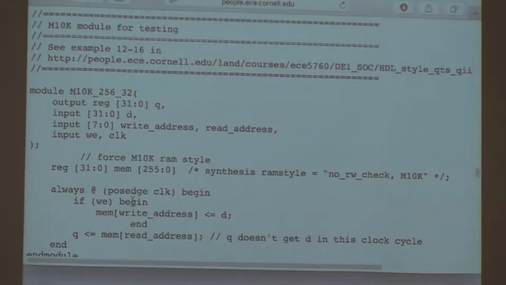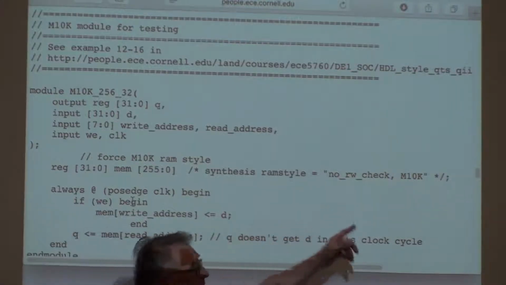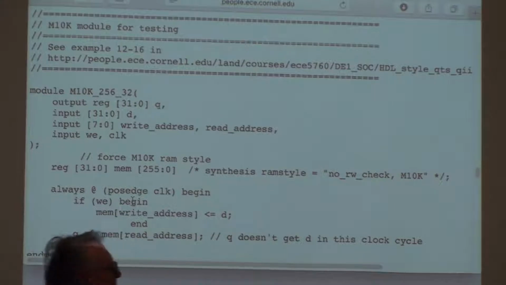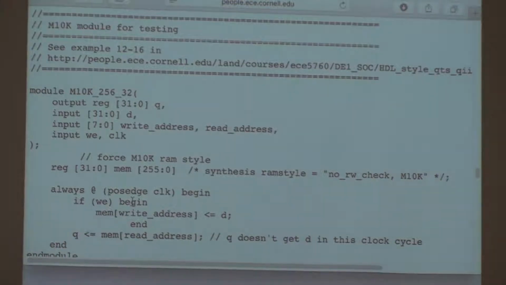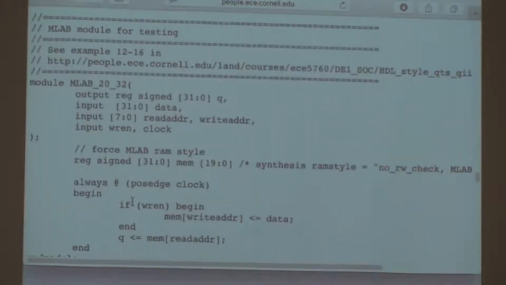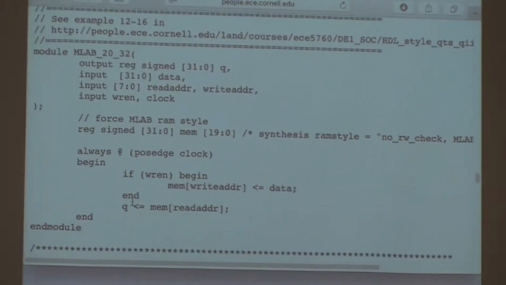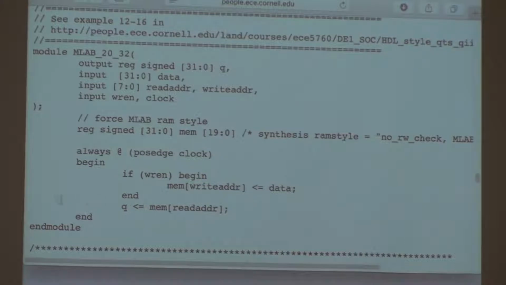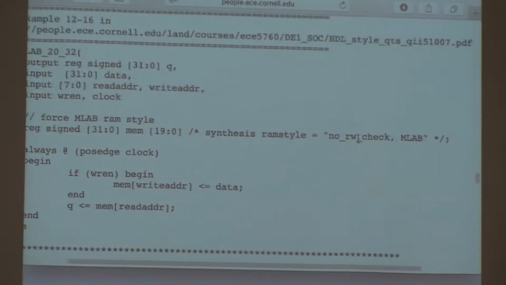That allows the synthesizer to be more flexible. And M10K says, put it there. You don't have to put that in. It'll do the right thing most of the time. But for testing purposes, I wanted to put that in. Then the MLab module is virtually the same code, except the synthesis RAM style is set to MLab.